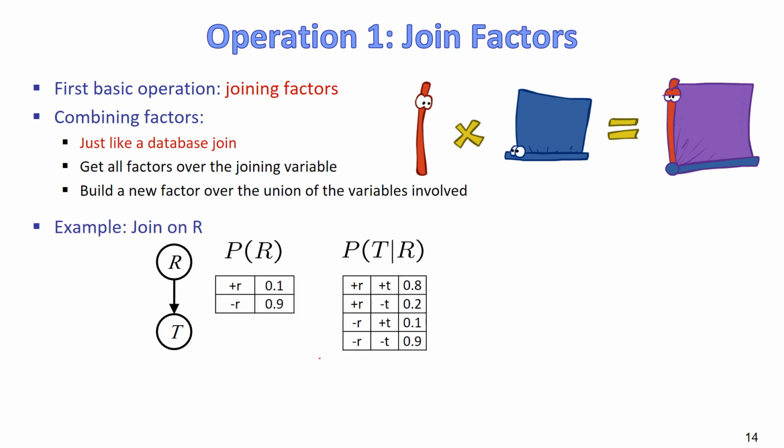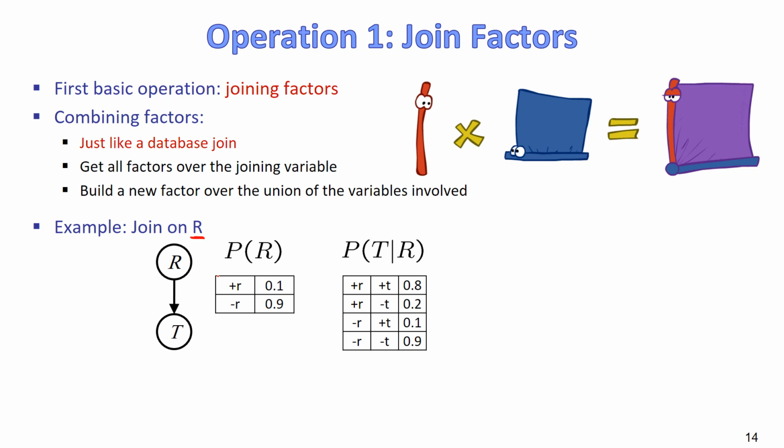Let's see an example. I have these two factors, P of R and P of T given R. I want to join them on R. So we always join on one variable. If we want to join on multiple variables, we take one by one. So we'll join on R, which means that I will take two tables and join them.